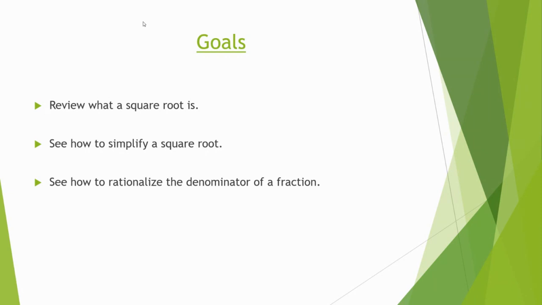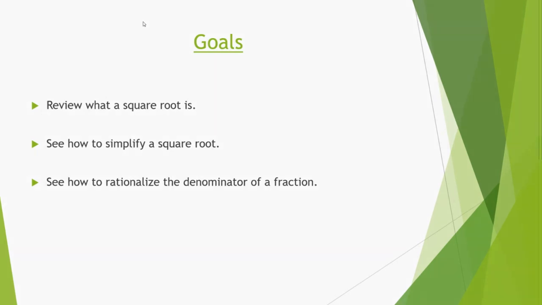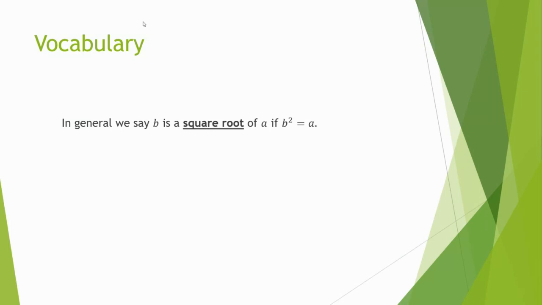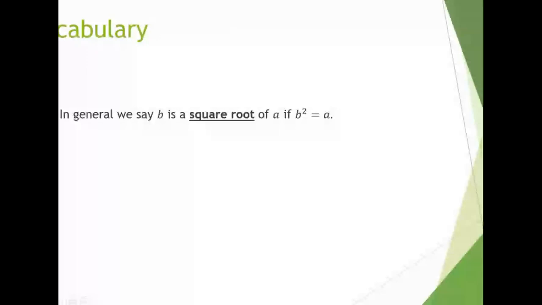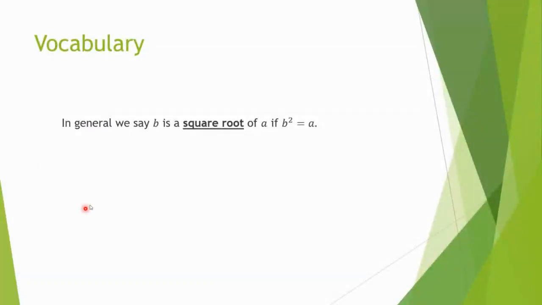So the first thing you might be wondering, if you haven't seen this, is what is a square root? Well, a square root, by definition, is this. We say that if you have two numbers, a and b, b, by definition, is a square root of a if b squared equals a.